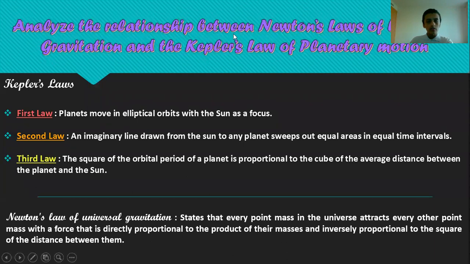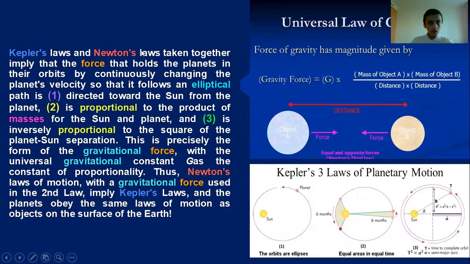Fourth question: analyze the relationship between Newton's law of universal gravitation and Kepler's laws of planetary motion. Here are Kepler's three laws of planetary motion and Newton's law of universal gravitation. Kepler's laws and Newton's law taken together imply that the force that holds planets in their orbits continuously changes the planet's velocity so that it follows an elliptical path, and that the force is directed towards the center of the sun from the planets. It is proportional to the product of the masses of the sun and the planet, and it is inversely proportional to the square of the planet-sun separation.